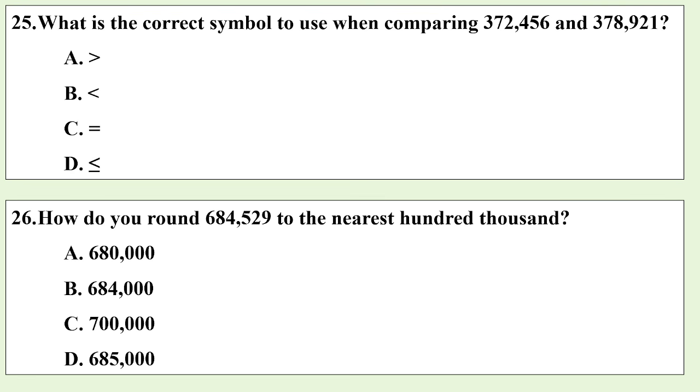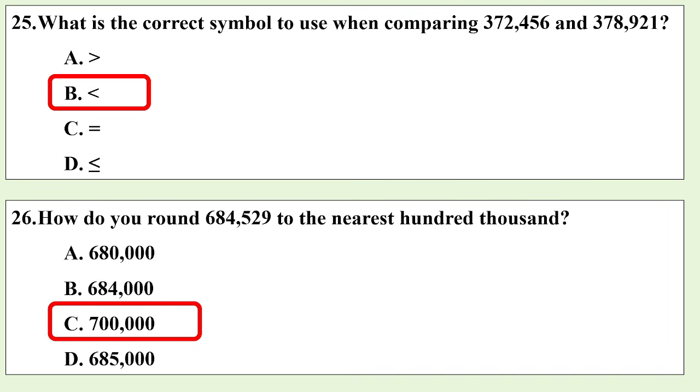25. What is the correct symbol to use when comparing 372,456 and 378,921? So the answer is letter B, less than. Number 26. How do you round 684,529 to the nearest 100,000? The answer is letter C, 700,000.